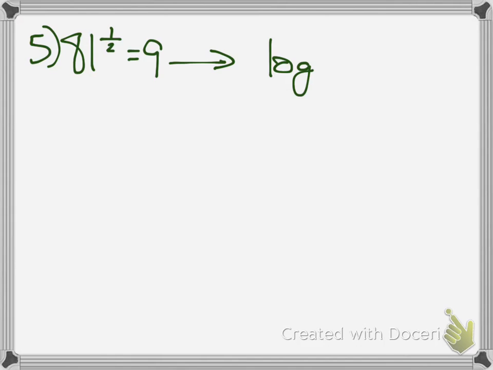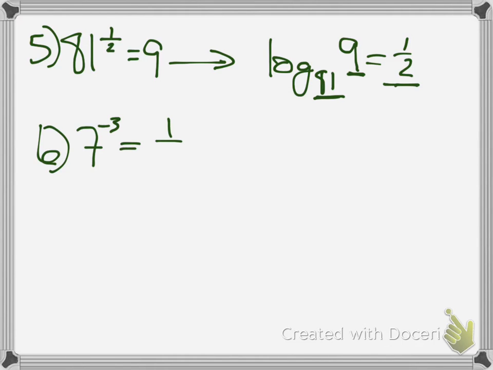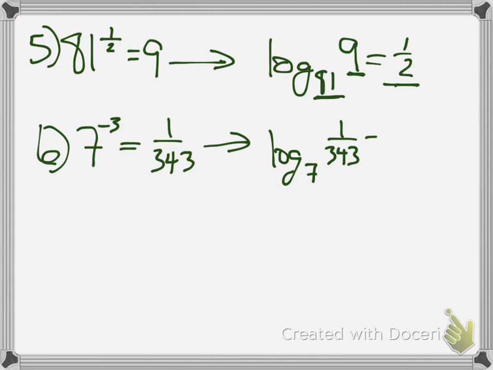Alright, 5, 6, 7, and 8, you should know how to do. It's very easy to go from, say, exponential form to log form. Just remember, it's base, answer, exponent. So again, base, answer, exponent. So here we go, 7 to the negative third is 1 over 343, so log base 7. The answer was 1 over 343, and 1 over 343 equals the exponent.